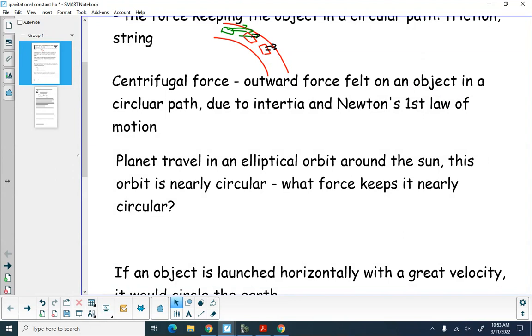Planets travel in an elliptical orbit around the sun. This orbit is nearly circular. What forces keep them circular?